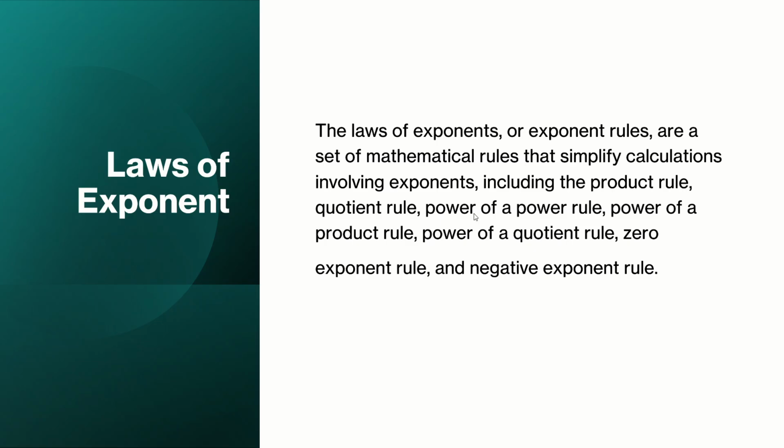Now let's begin with the product law. For the product law, when multiplying an expression with the same base, what you're going to do is keep the base and add the exponents. Example, 2^3 times 2^2. Since they have the same base, we keep the base and add the exponents. Therefore, 2^(3+2) is equal to 2^5.